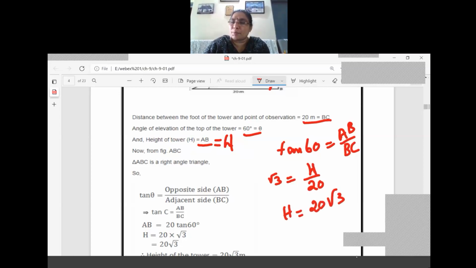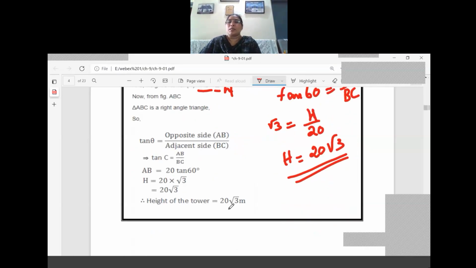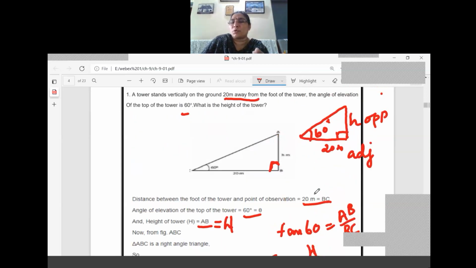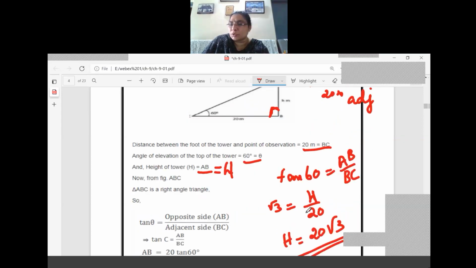This much only, a very simple question. You can understand what the angle of elevation is here. So the answer is 20 root 3. With respect to the sides, known value and unknown value, you have to choose which trigonometric ratio is easy. Based on the opposite side and adjacent side, we use tan 60 here. Tan 60 value is root 3, so we substitute that value and calculate the unknown h.